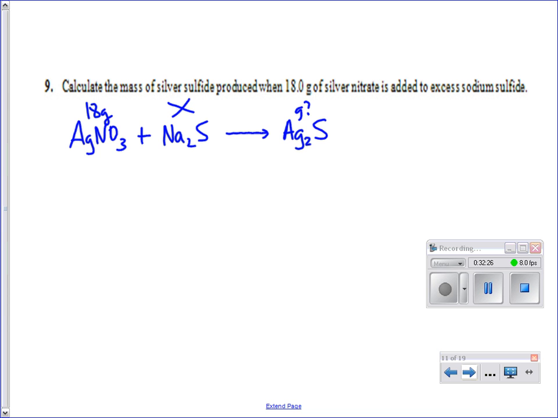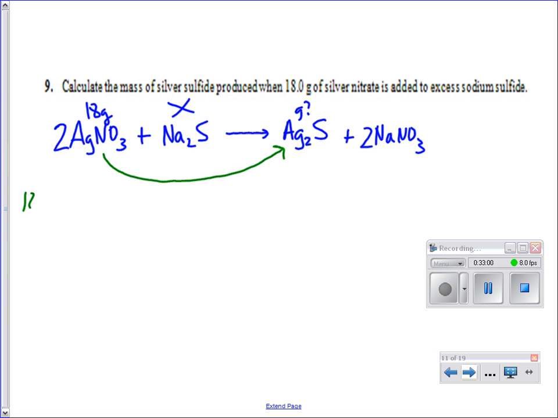I need a balanced equation, so what's the dealio? Is that the equation? Yeah, we have another product. We need sodium nitrate. So now we can balance this. I need 2 silvers, which leads to me needing 2 nitrates, which takes care of my sodiums. So now I can just do the general stoich we've already done last unit.